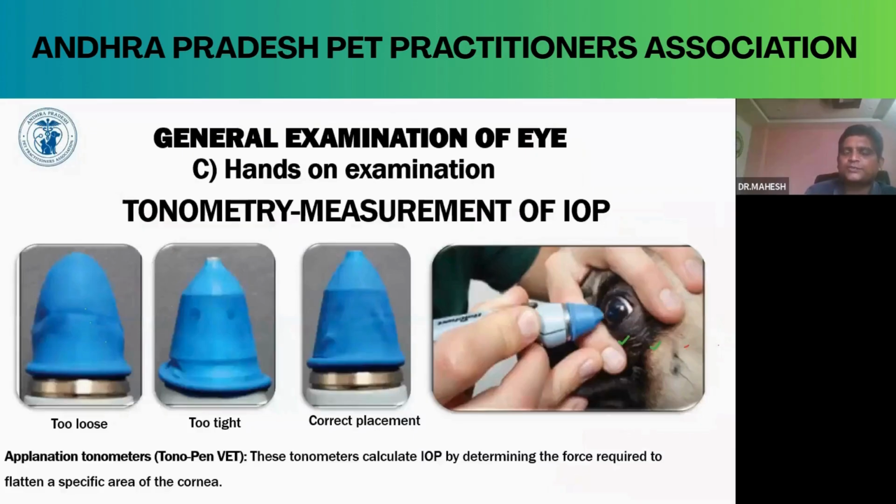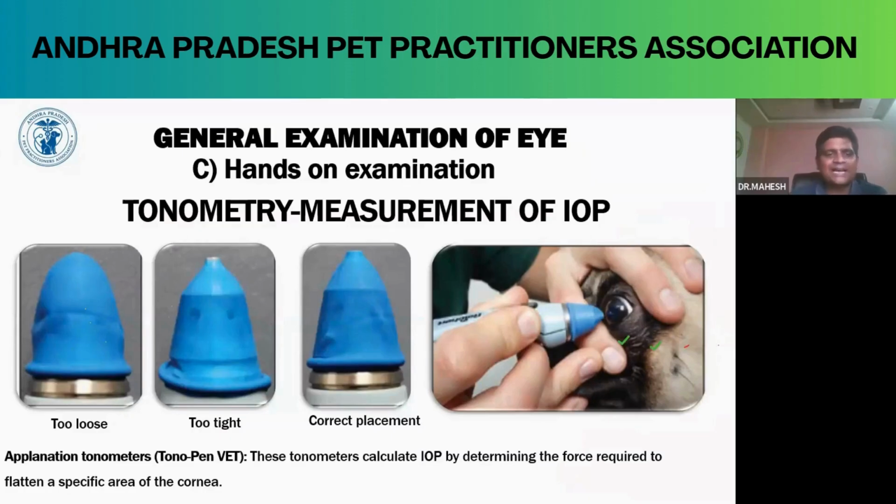So this is regarding Schiotz tonometry, that is nothing but indentation tonometry. Before measuring, we have to give surface anesthesia by using proparacaine, which will give a surface anesthesia. After putting a drop, we have to go for measuring the IOP.